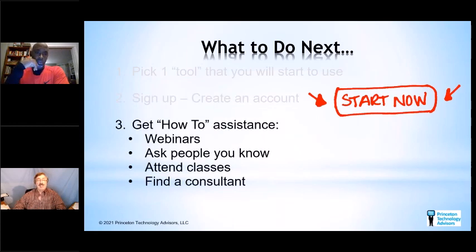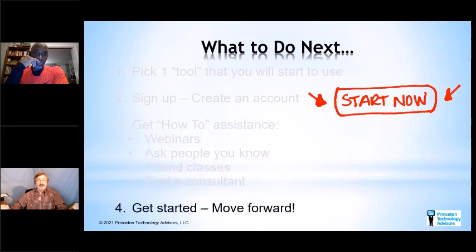If you need assistance, you can get how-to platform assistance from webinars. Ask some people that you know, attend classes, find a consultant. Other people who've used this before can help you. Okay? And then get started with that one. Just get started with one. It's like that joke, how do you eat a 1,000-pound elephant? One bite at a time. You'll never be able to eat a 1,000-pound elephant all at once. Social media is too overwhelming. It's like the 1,000-pound elephant. But one bite at a time, start with one website. Just start with one and get good with that.